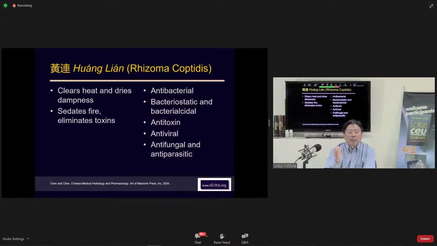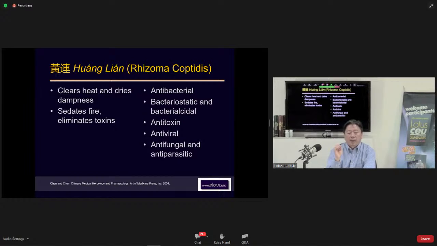Bactericidal means it has a killing effect on the bacteria. So once you have a drug or herb with bactericidal effect, generally speaking, it will start to work a lot faster. So that's the difference between bacteriostatic and bactericidal. And a bit later, we'll talk about why this may be the case, or what the compounds are that may be responsible for the bactericidal or bacteriostatic effect.